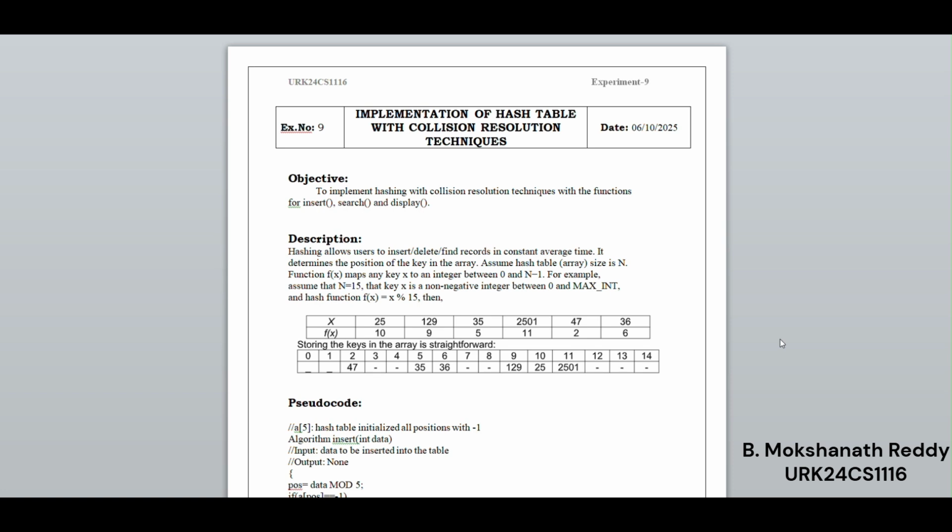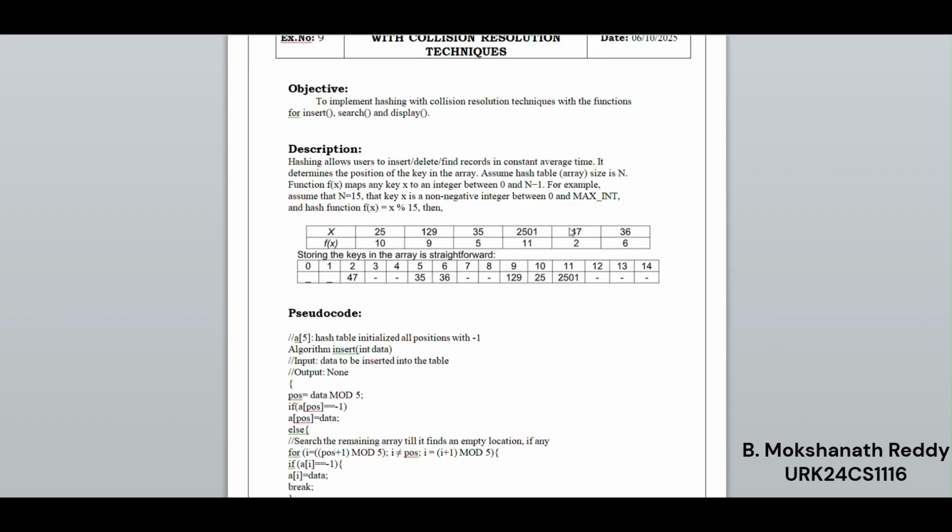Today I am explaining example number 9, implementation of hash table with collision resolution techniques. The objective is to implement a hash table with a collision resolution technique, with the functions of inserting, searching, and displaying. The description of this experiment is that hashing allows the user to insert, delete, and find records in constant average time. It determines the position of the key in the array.